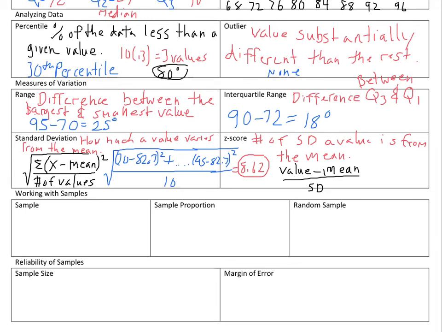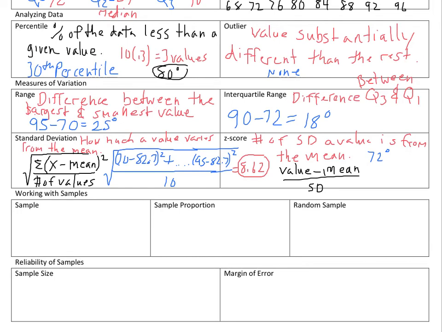So let's use the number 72 degrees. 72 degrees, is that quite a ways from the mean? Yeah. My question is, how many standard deviations is that from the mean? Well, can you tell it's at least one? Because if you look at this, 8.62 is one standard deviation. So isn't that farther than 82.7? So I know it's going to be over one standard deviation.